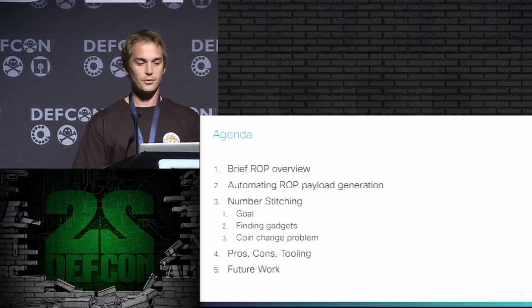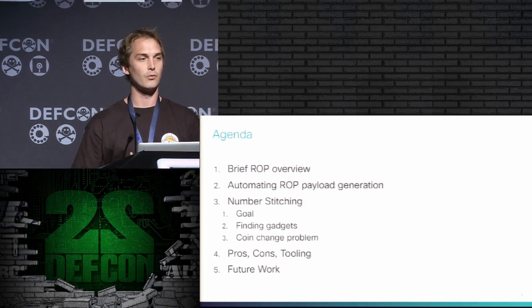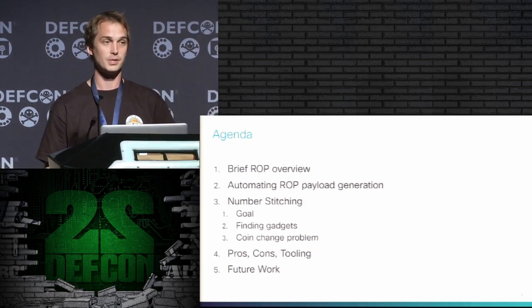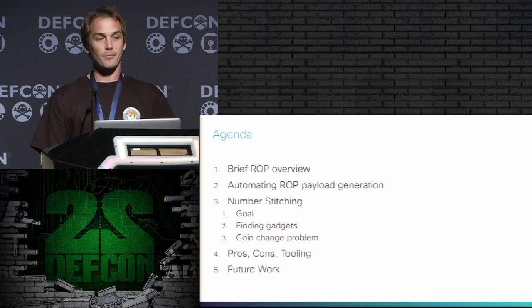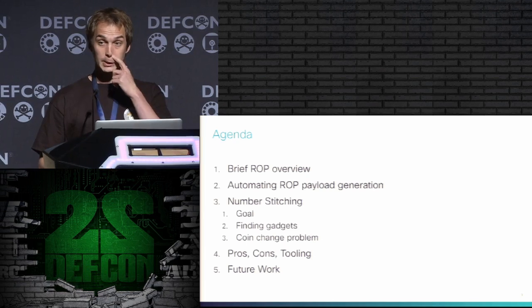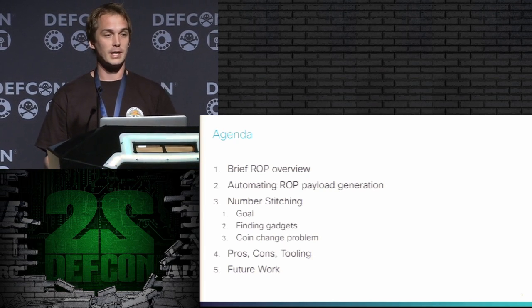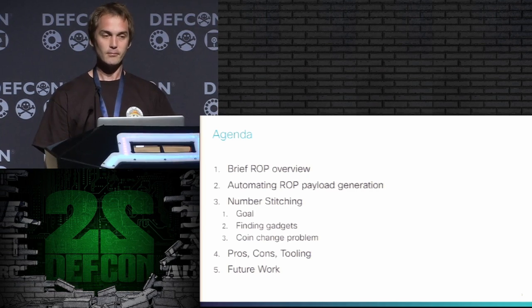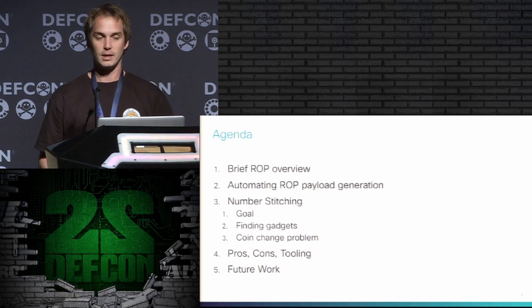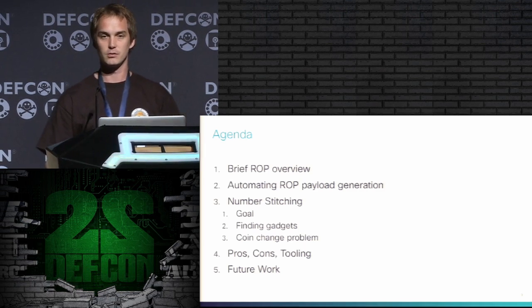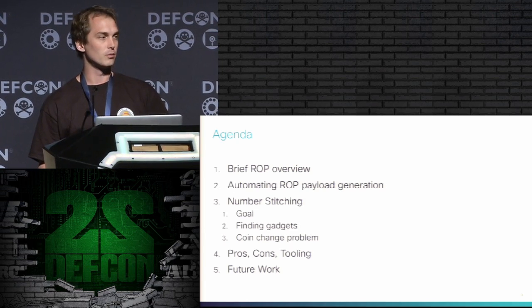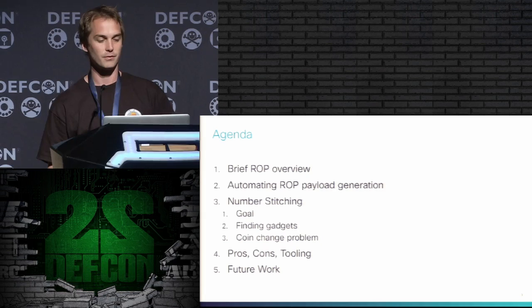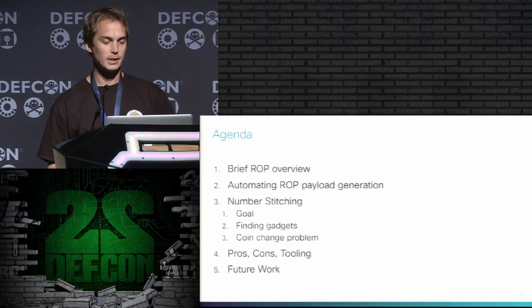Okay, so basically I'll go through a brief ROP overview. So what is it? Why do we use it? And why has it kind of become essential today? Then the automation of the ROP payload generation: why do we want to do that or not, and what are the challenges with it. Then I'll go into the core of the subject, which I've called number stitching, which is basically a possibly new way to generate ROP payloads from numbers instead of from strings.